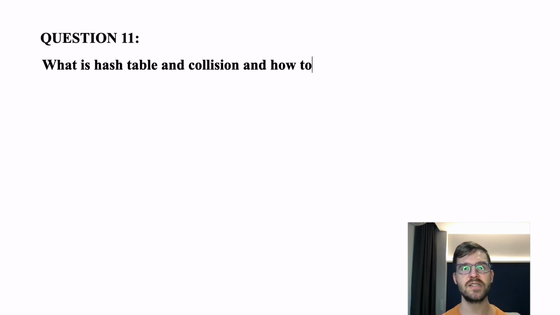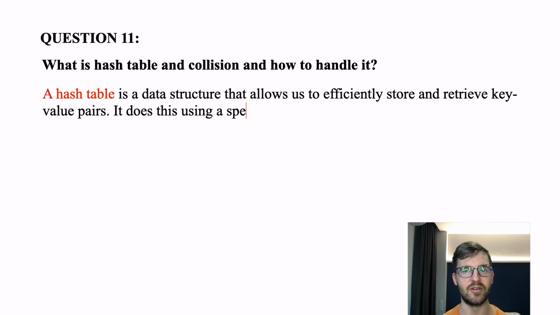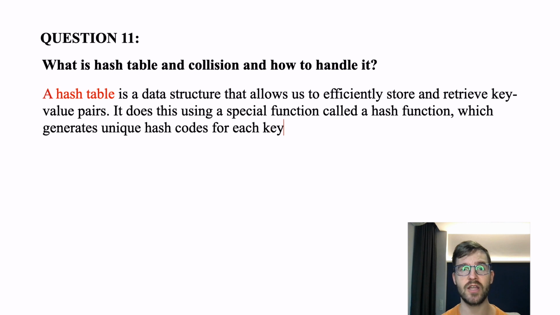Question number 11. What is a hash table and collision and how to handle it? A hash table is a data structure that allows us to efficiently store and retrieve key-value pairs. It does this using a special function called a hash function, which generates unique hash codes for each key. But what happens when 2 different keys produce the same hash code? Well, that's where collision comes into play. Collision occurs when multiple keys end up with the same hash value. And trust me, understanding collision handling is a key skill in mastering hash tables.